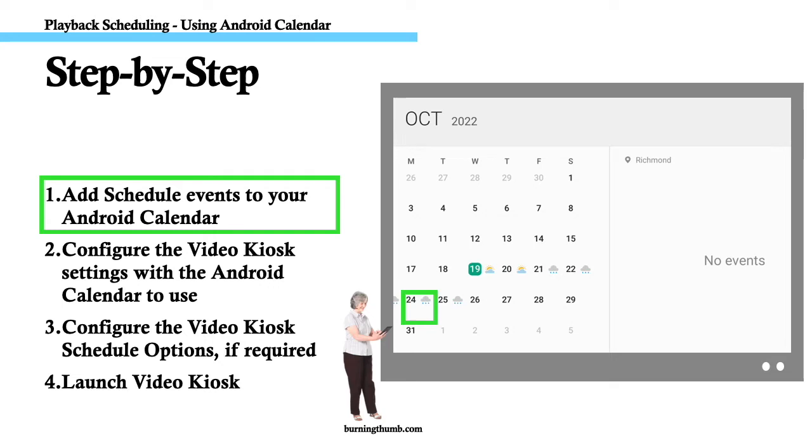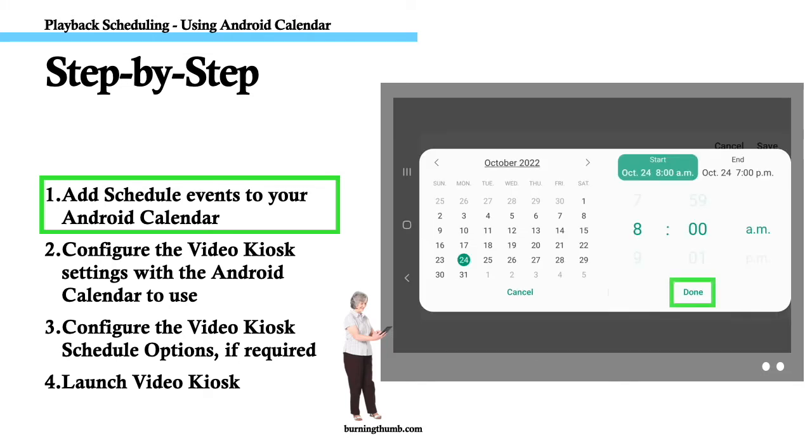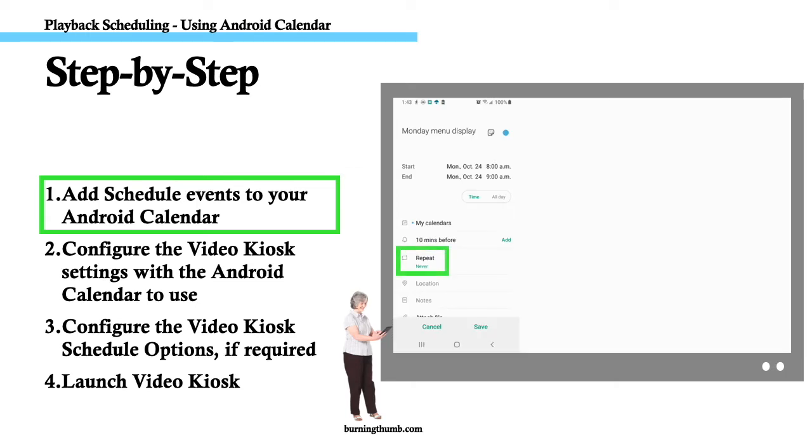For example, Valerie runs a coffee shop in a mall food court, and she uses video kiosk to display her menu on an Android TV. She set it up to display the menu during mall hours. She sets up one event for each day of the week and sets each one to repeat weekly.